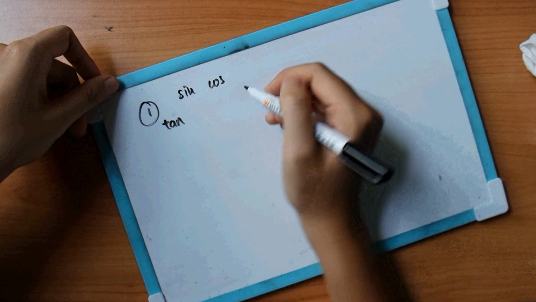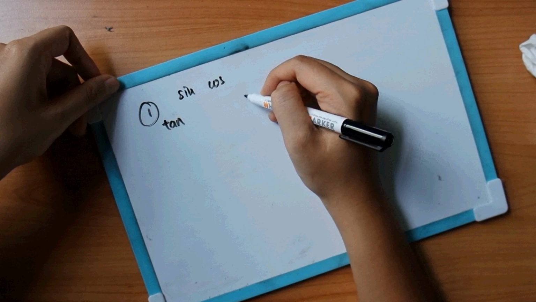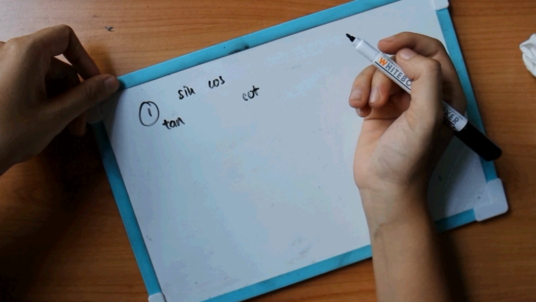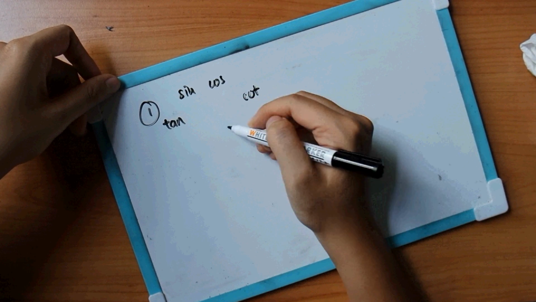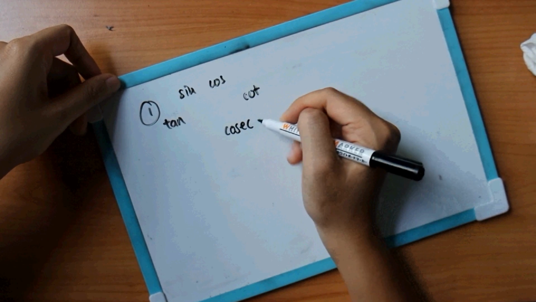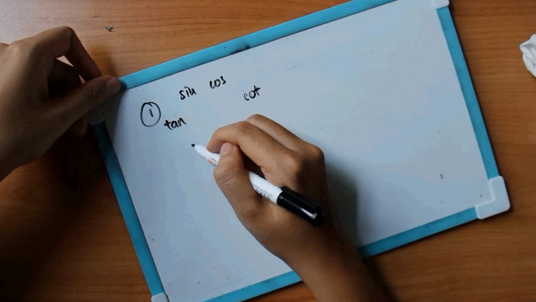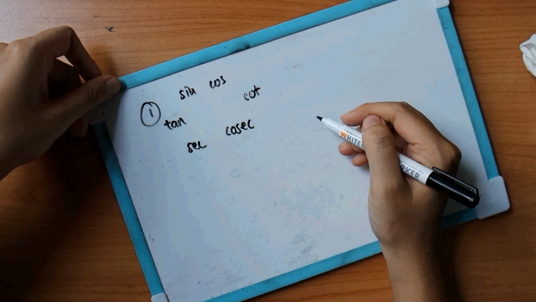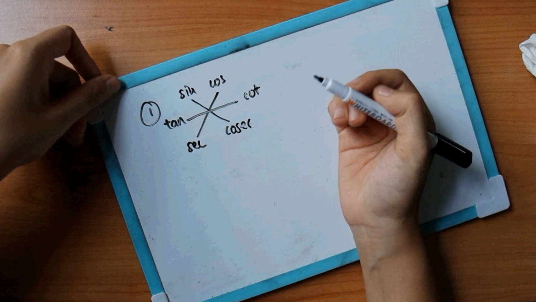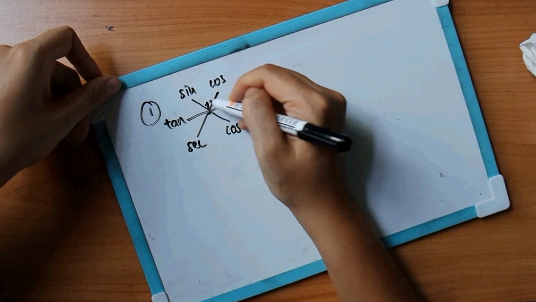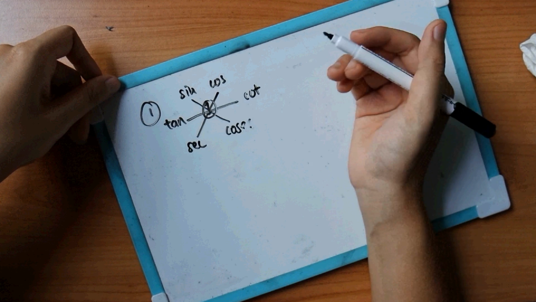So the reciprocal of tangent is cotangent, and I'm going to write the reciprocal on the opposite end. I'll do this for sine and cosine as well. The reciprocal of sine is cosecant, and the reciprocal of cosine is secant. Now what I do next is I just draw a straight line passing through like this. Then I put 1 in the middle. And then I'm done with my diagram.